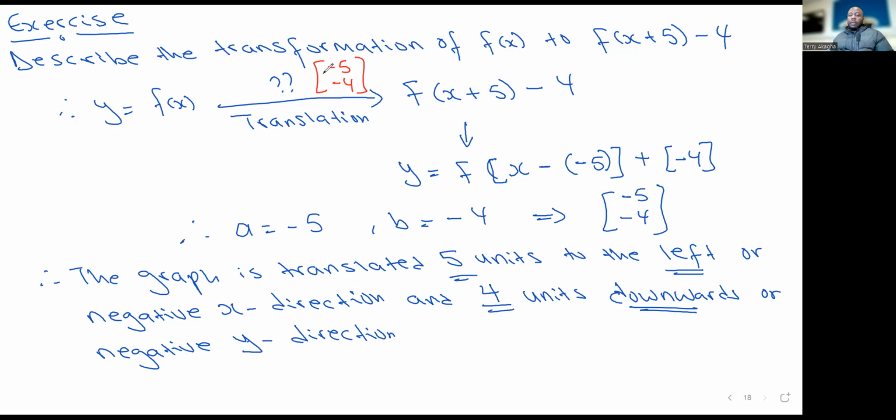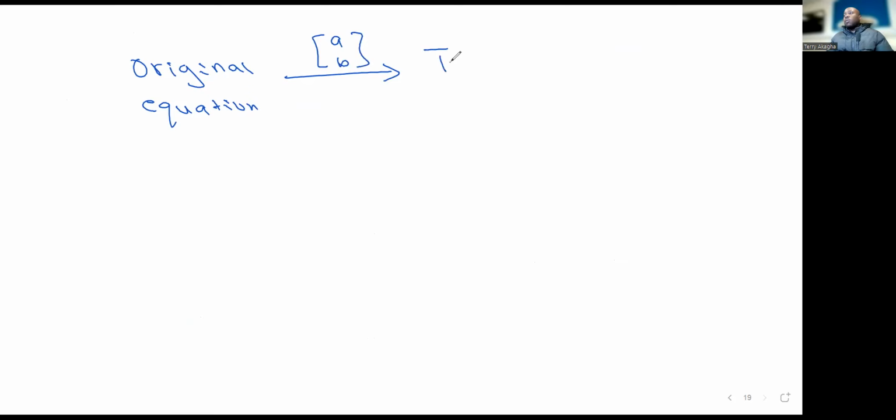Y direction. Okay, so basically there are several ways you can be asked questions relating to this. You can have the original equation, and a translation of A and B, and it's going to give you a transformed or a translated equation. So there are several ways you can be asked. You can have the original question.